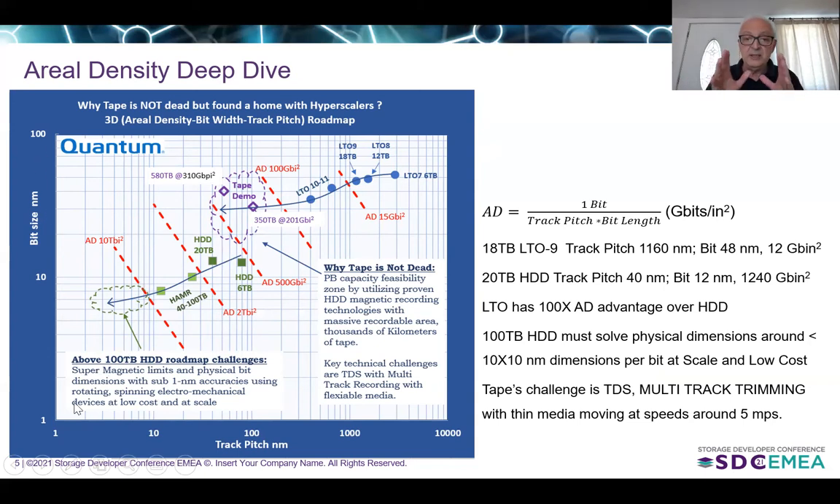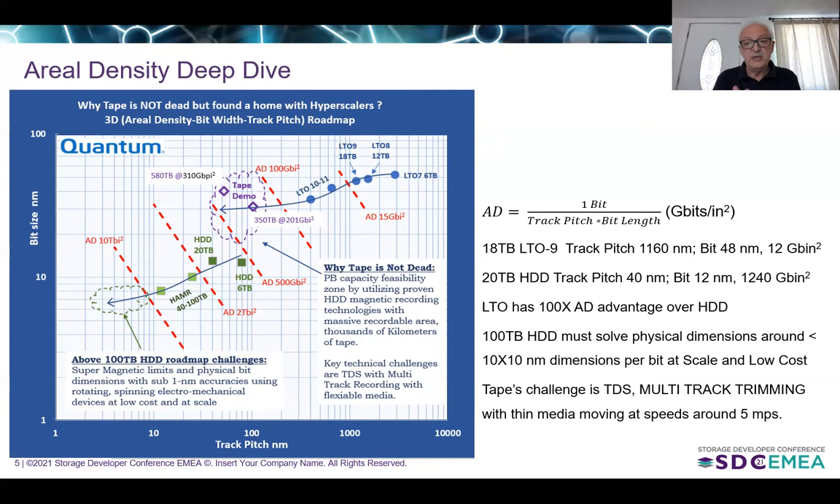So you can pick a data point, pick a product line like LTO 9, 18 terabyte. You basically ask, what is its areal density? It's 12 gigabit per square inch. And what is the track pitch? It's about 1160 nanometers. What is the bit size? The bit length is just below 50, about 48 nanometers. So you know exactly where the operating point is that produces that product.